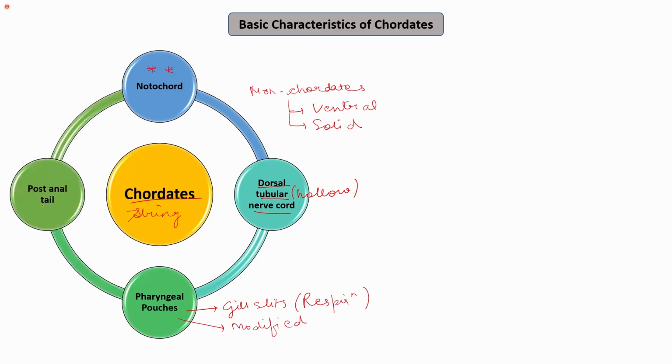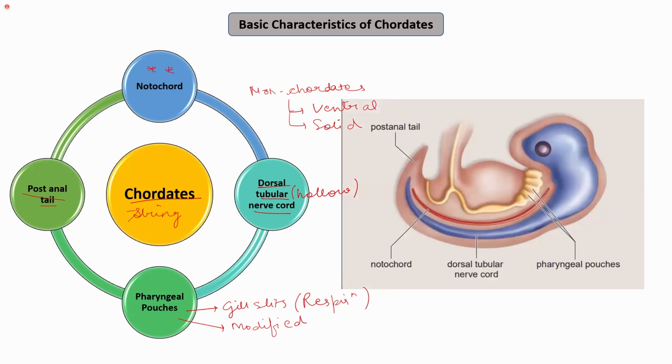Next important character is the post-anal tail. So in chordates, it is important that each of these characters must be present at least once in their life cycle. They may be present either in the embryonic stage or even in the adult stage. Like for example, they have pharyngeal pouches, they have a dorsal tubular nerve cord which is present dorsal to the notochord, and they have a post-anal tail.